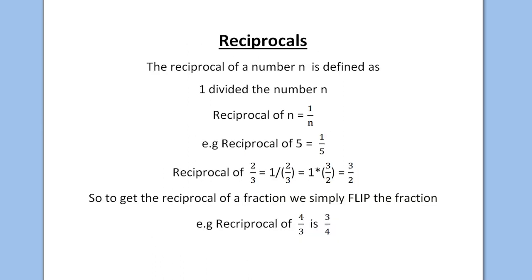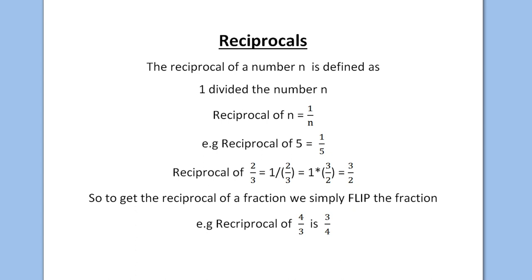Now I want to talk about reciprocals. The reciprocal of a number n is defined as 1 divided by the number n. So the reciprocal of n is equal to 1 over n. So it looks like a fraction. It's written in fractional form. Example, the reciprocal of 5 is equal to 1 over 5, or 1/5.